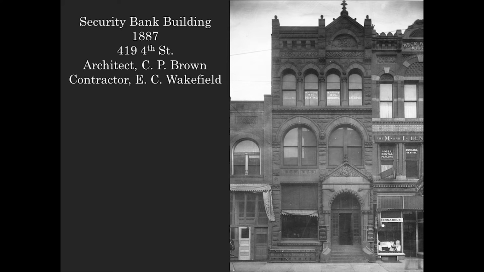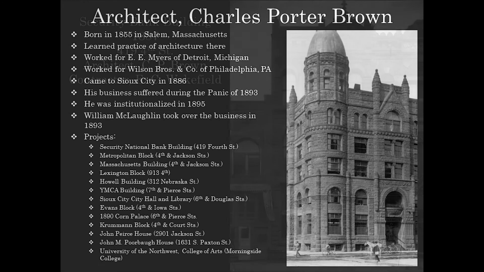This is a Security Bank building built in 1887 on the north side of 4th Street. You can see there 419 4th Street. This building was designed by Charles Porter Brown and built by contractor E.C. Wakefield. You're starting to hear me repeat myself because here we see some of the key elements of Richardsonian Romanesque, including the rounded Roman-style arches. You also get to see some slightly pointed Gothic arches in this structure. You see the rough-cut face stone. You can even see in the center of that building between the second floor windows, there's a little gargoyle, and above the main entrance, there's a small serpent. These are also typical embellishments on a Richardsonian Romanesque building.